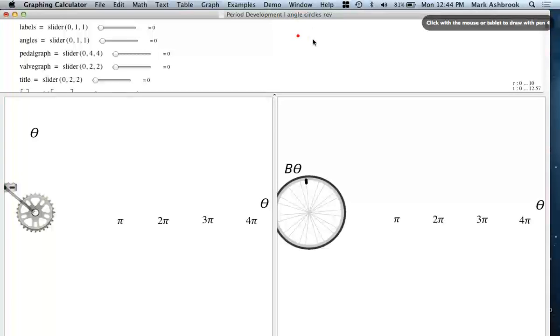Would you do the same thing, just subtract negative pi/6? You just subtract negative pi. So what's the expression that gives this angle right here? Tell me the whole thing.